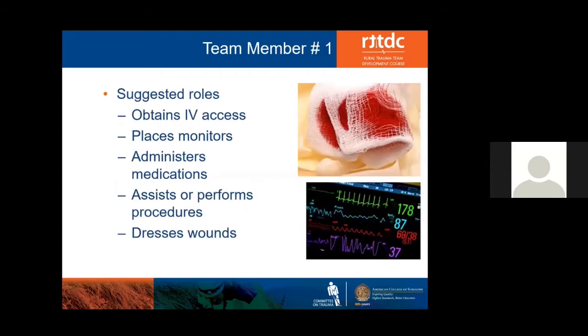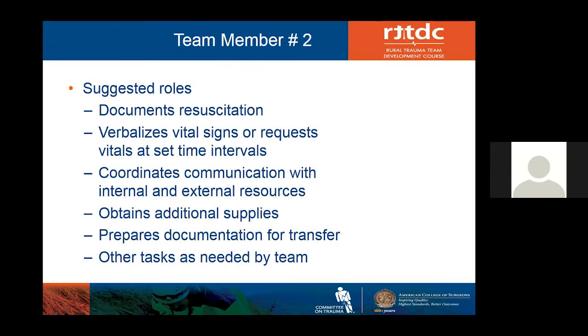Team member one, this is going to be probably the nurse. They're very skilled at obtaining IV access, putting monitors on, giving medication. And if necessary, they can assist in performing some of the procedures, such as putting the tube in, tube thoracostomy, or applying tourniquets, T-pods, that kind of things, and dressing the wounds. This is a typical role of the next most experienced member of a team.